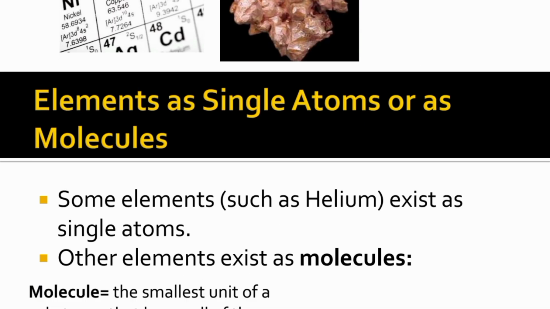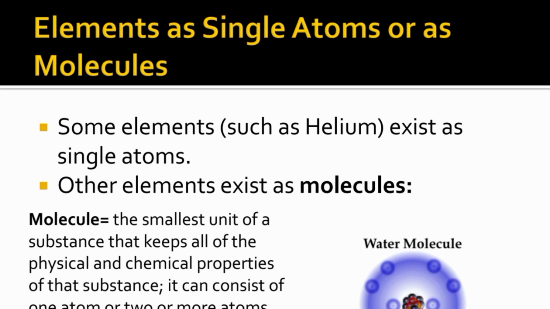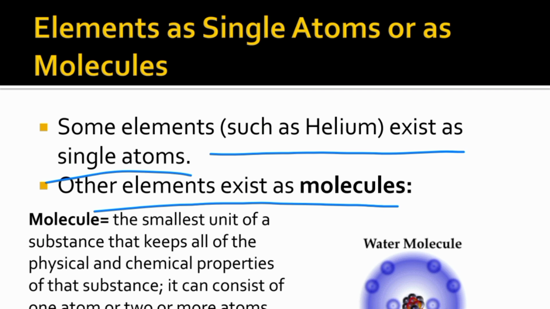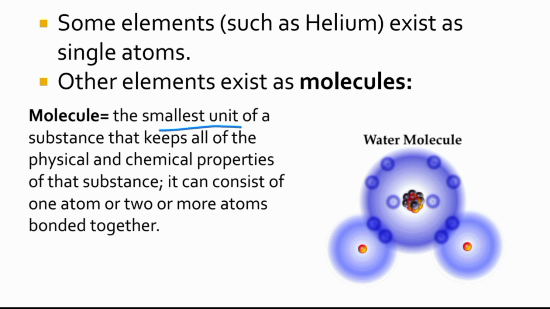Elements as single atoms or molecules. Some elements such as helium are single atoms. Other elements exist as molecules. Other than helium, most of the other atoms exist as molecules. What is a molecule? The smallest unit of the substance that keeps all the physical and chemical properties of the substance.